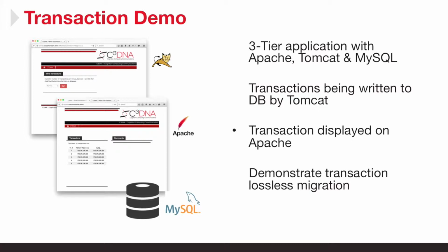You can actually select the number of transactions that you would like written to the database via a slider in the Tomcat application. The Apache application will just simply display the IP address of the Tomcat client and also the IP address of the MySQL database as it's writing the transactions.